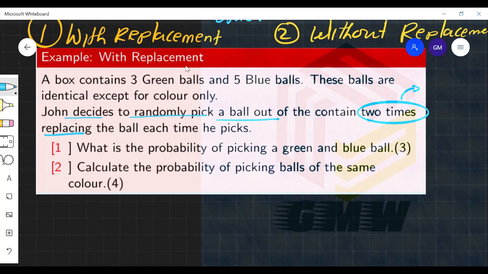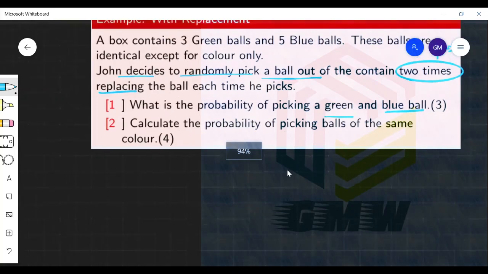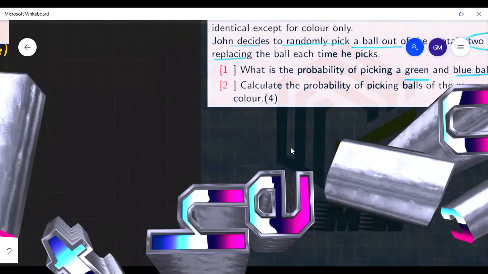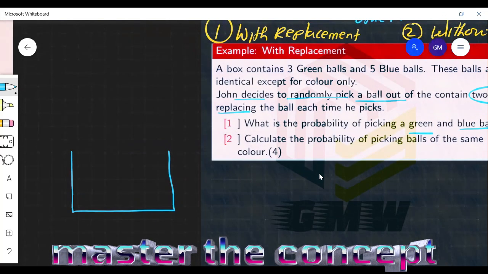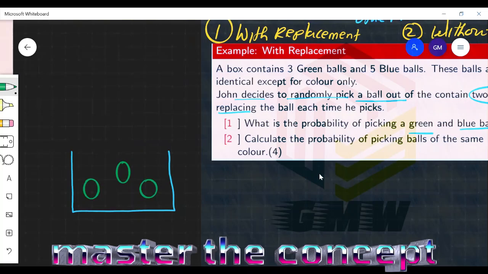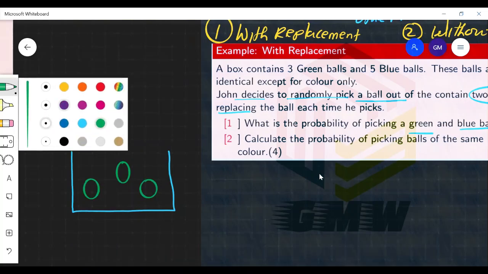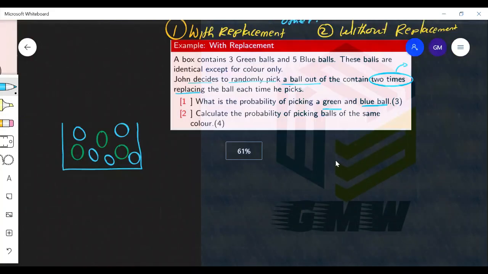Now, let us look at what comes next. The question says, what is the probability of picking a green and a blue ball? So now let me give the box first. If this is the box, then we have how many which are green? 3. Then blue, we have 5. Are you with me?